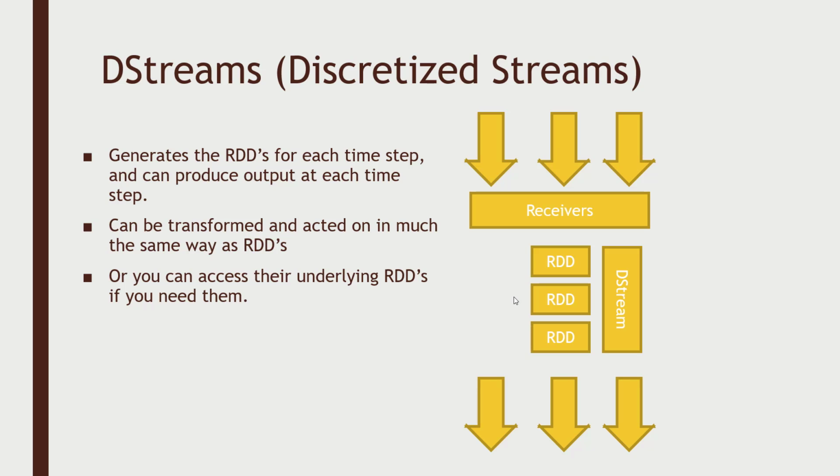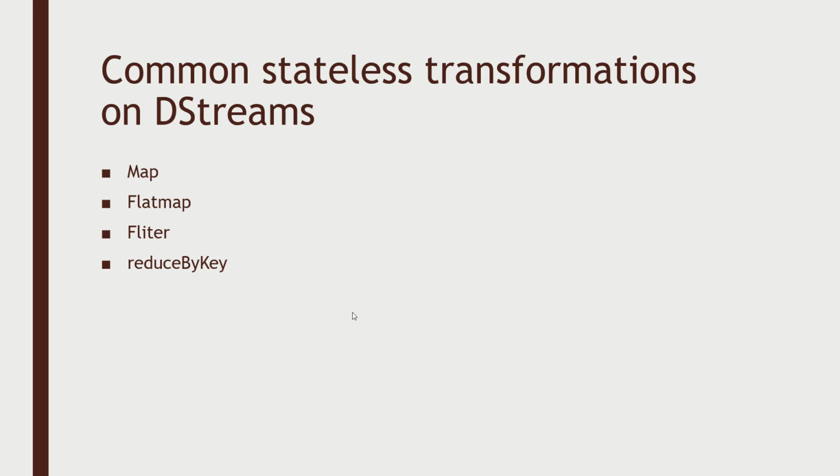With DStreams, you can still transform and map things and perform actions just like you would on an RDD, but that gets applied continuously over time as new batches of information get received. If you do need to get access to the underlying RDDs in a DStream, you can get those too. So sometimes you want to do something on an RDD that you can't do in a DStream. That is still possible.